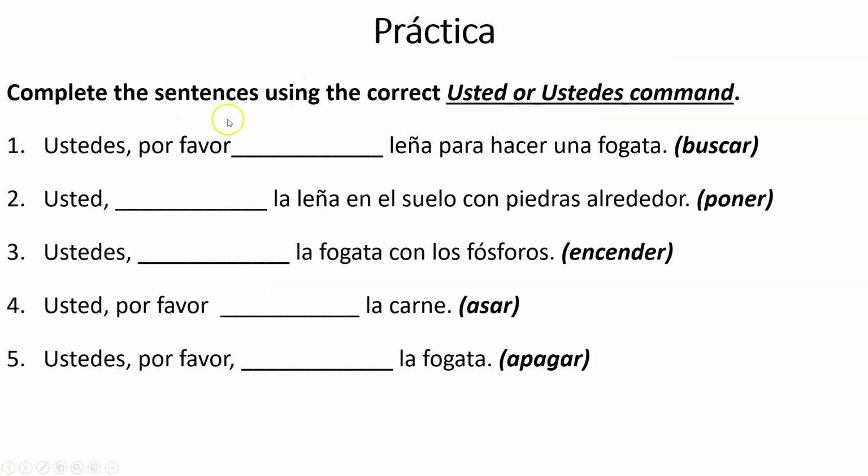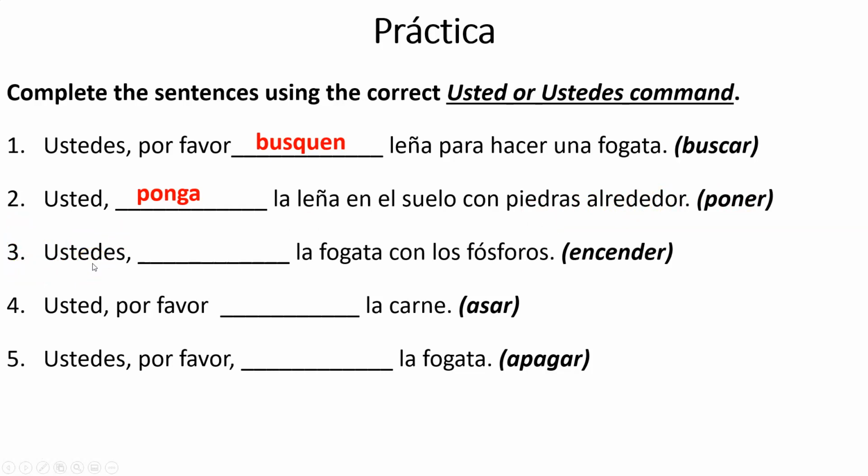All right, so complete the sentences using the correct usted or ustedes commands. So, ustedes por favor busquen leña para hacer una fogata. Notice it's going to give you ustedes or usted in the front. You all, please look for some firewood to make a bonfire. Usted, you're now talking to one person. Put it in the yo form. Drop the o, opposite ending. What is the yo form of poner? Pongo. Then put the opposite ending. Usted ponga la leña en el suelo con piedras alrededor. So you put the firewood on the ground with rocks all around.